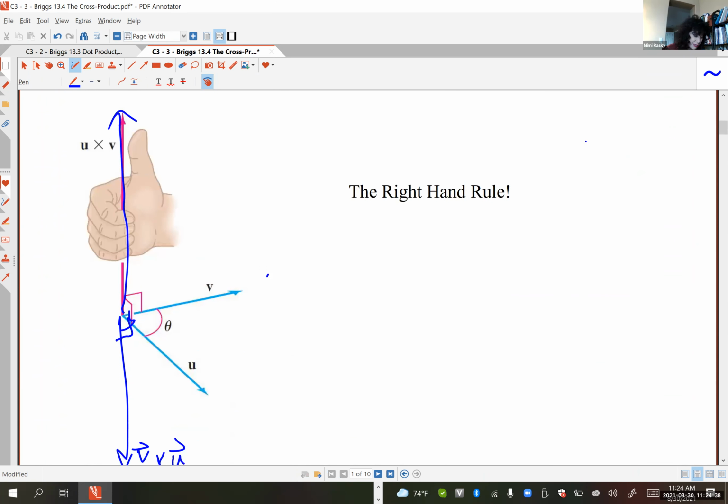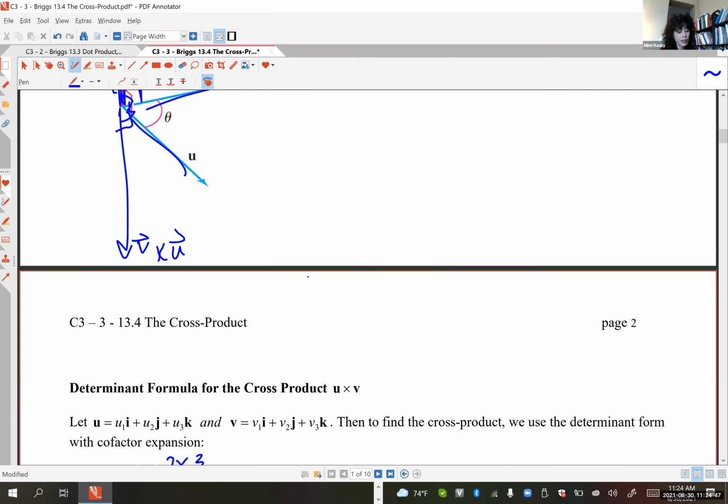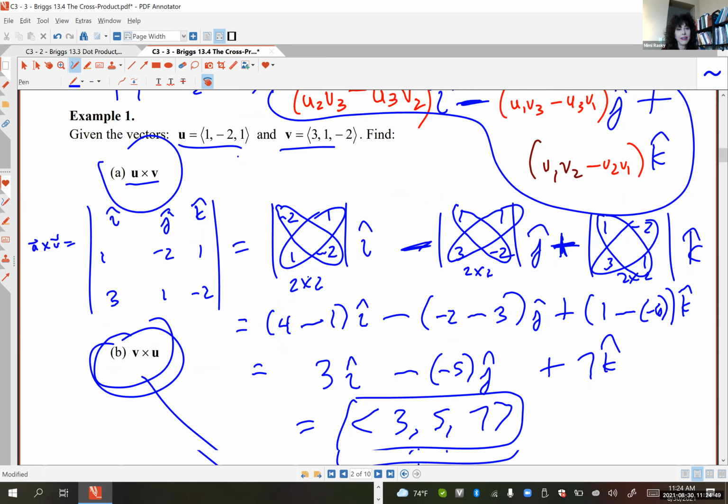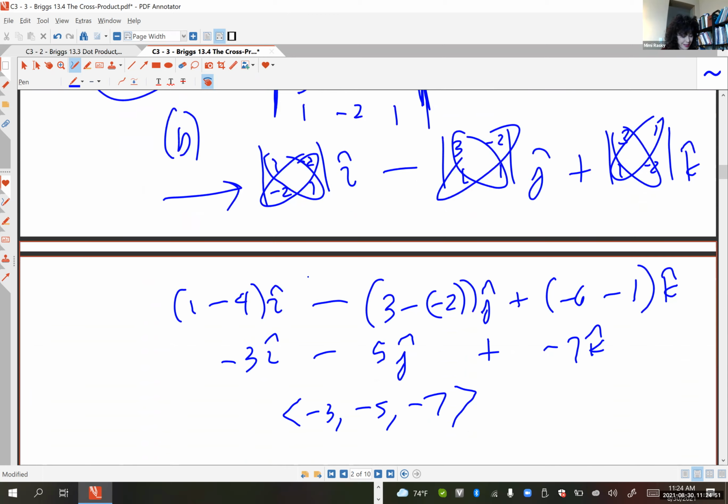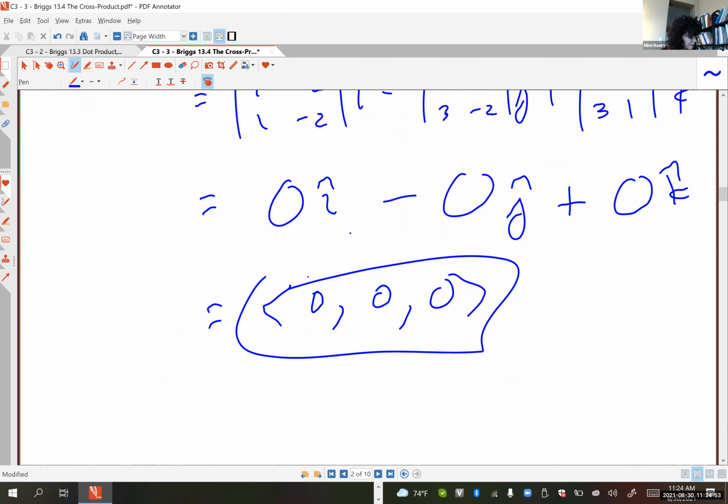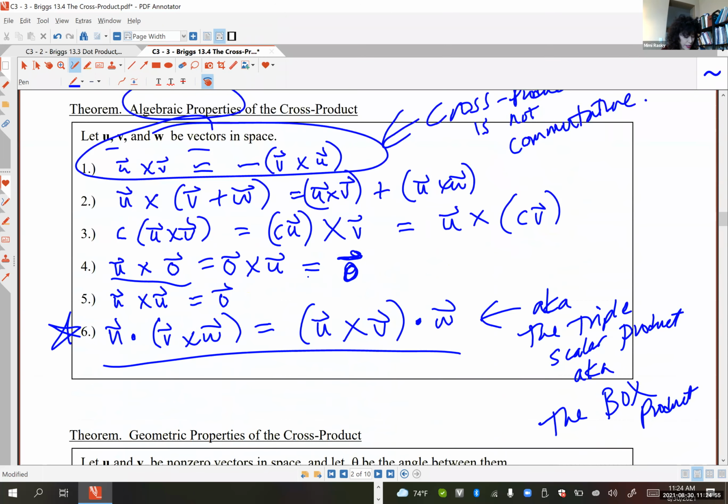So I hope you can see from this picture that this cross product here is definitely making a 90-degree angle with both U and V. So it's orthogonal to both. That's what's so cool about it. That's really awesome. Okay, let's do number 2.